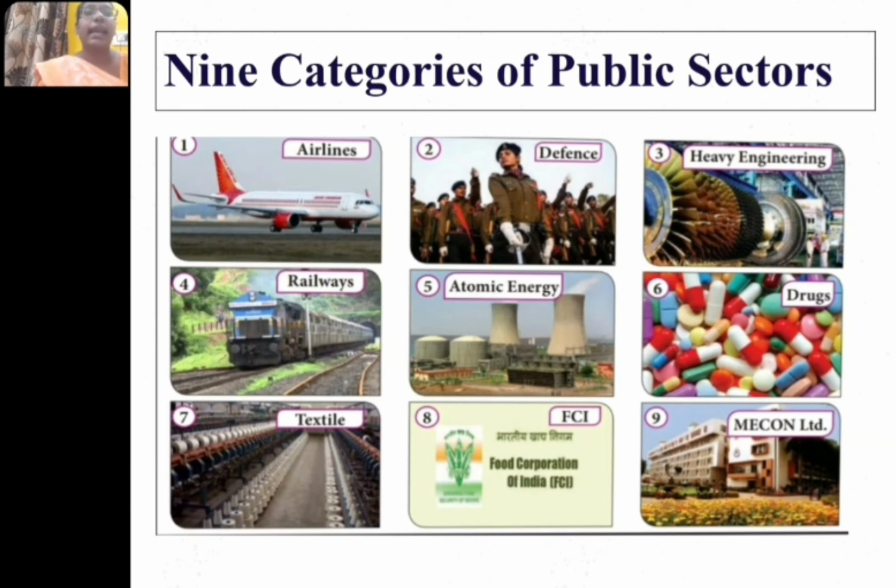There are 9 categories of public sectors: airlines, defense, heavy engineering, railways, atomic energy, drugs, textiles, Food Corporation of India, known as FCI, and the last one is MECON Limited. So, we have seen public sectors in detail.